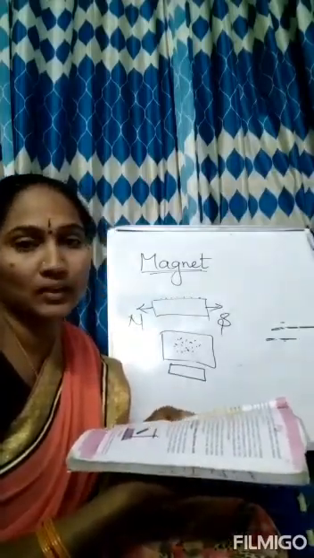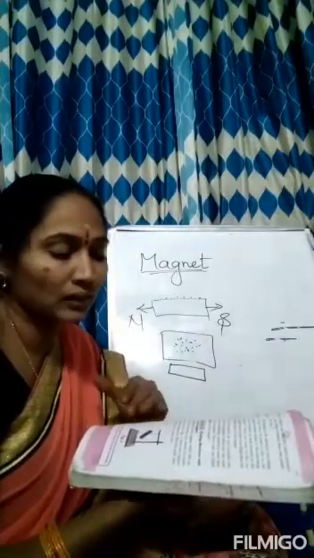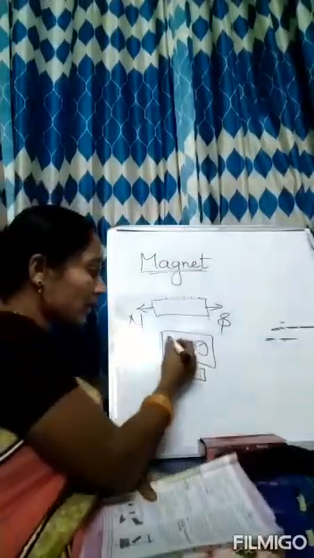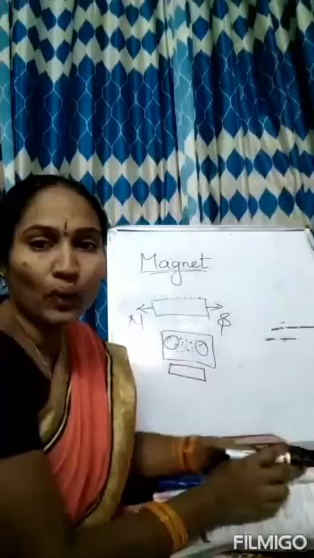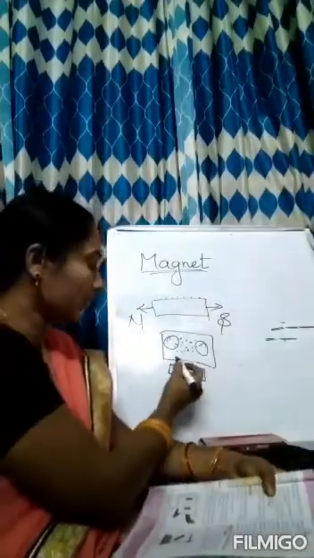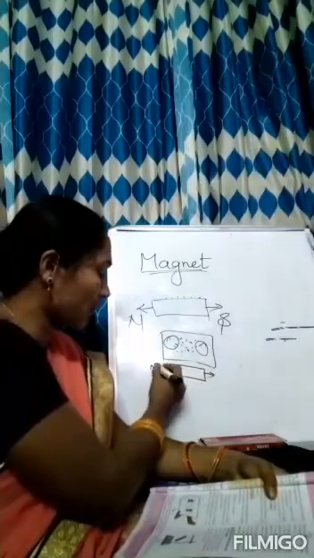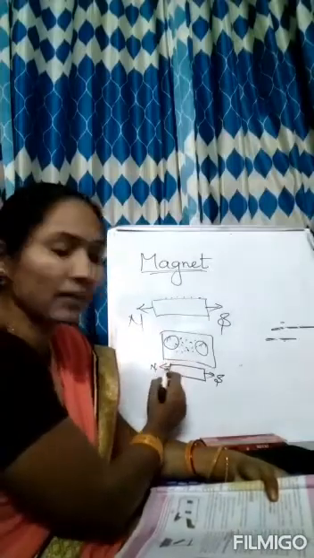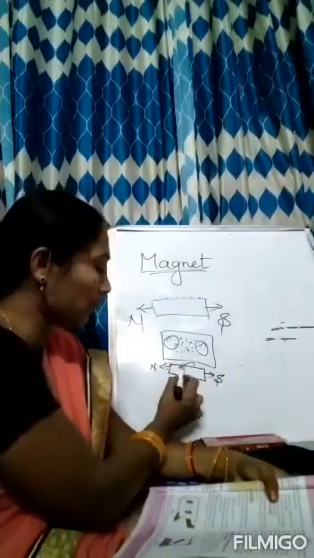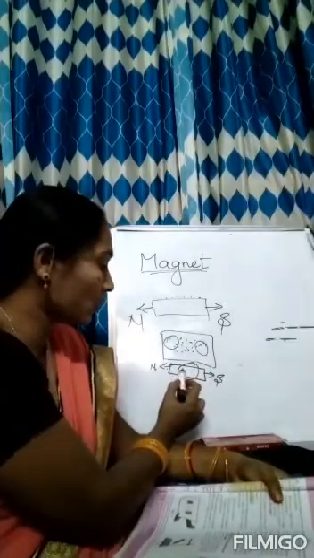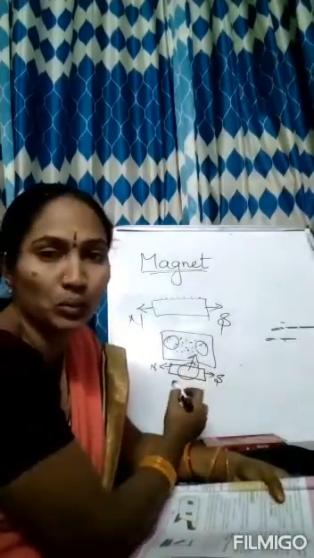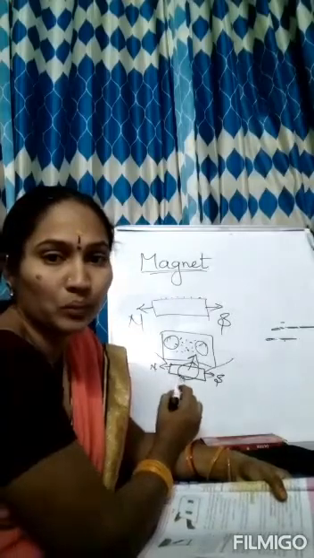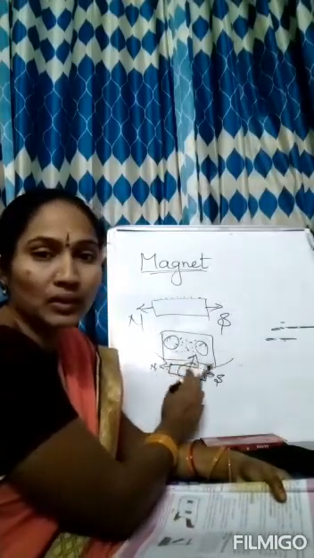So the iron filings are concentrated and they change their place. They scatter in this way. Some will be here and some will be here. Why did this happen? Because the north pole and south pole are the two ends of the magnet, and the iron filings are attracted by these ends more than the middle part of the bar magnet. The middle part does not attract more iron filings, whereas the ends attract more. That's why the iron filings are concentrated at both poles.